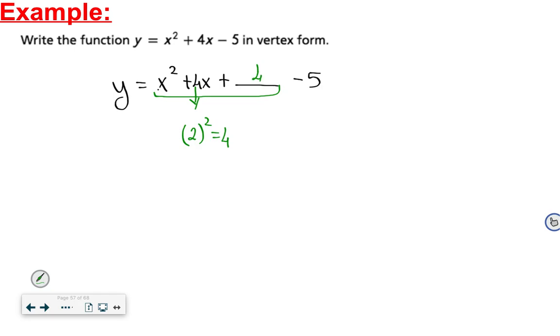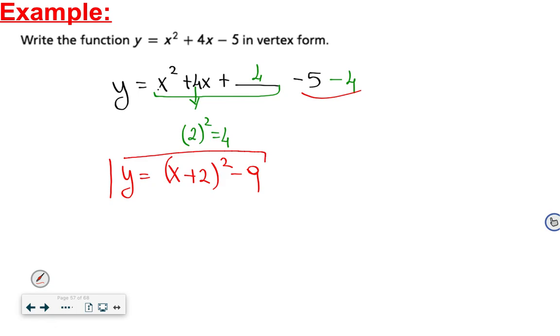If you add 4, you should subtract 4 as well, because plus 4, minus 4 is going to be 0. Now, I am using the completing the square theorem. x squared plus 4x plus 4 is (x plus 2) squared. If you combine this, negative 9 is your answer. And what is the vertex of this? The vertex of this expression is (negative 2, negative 9).